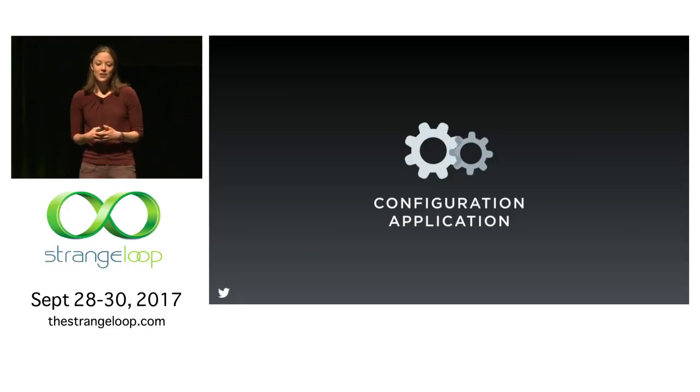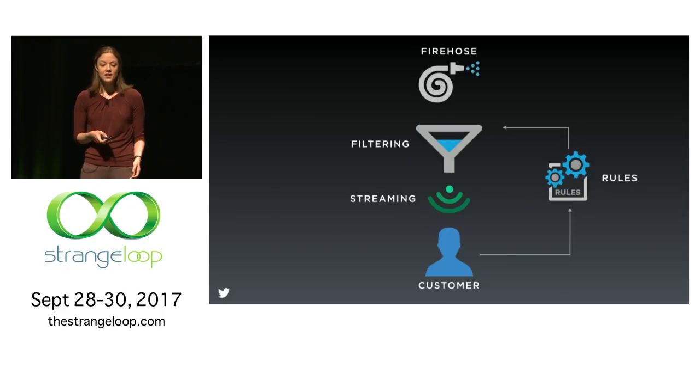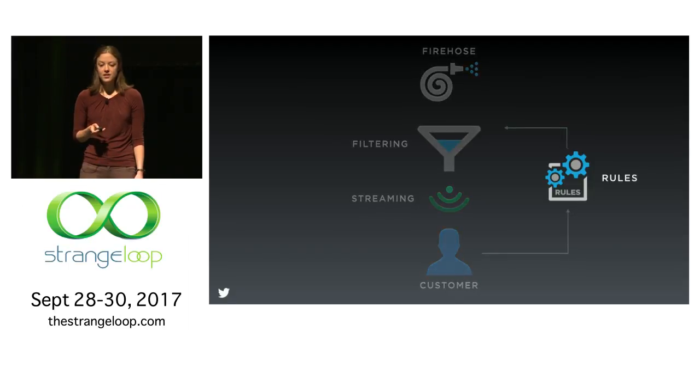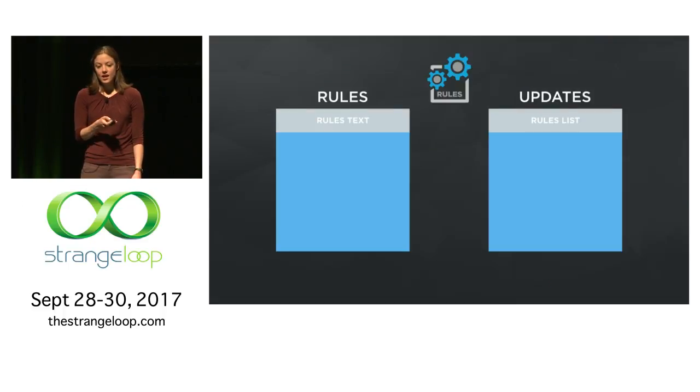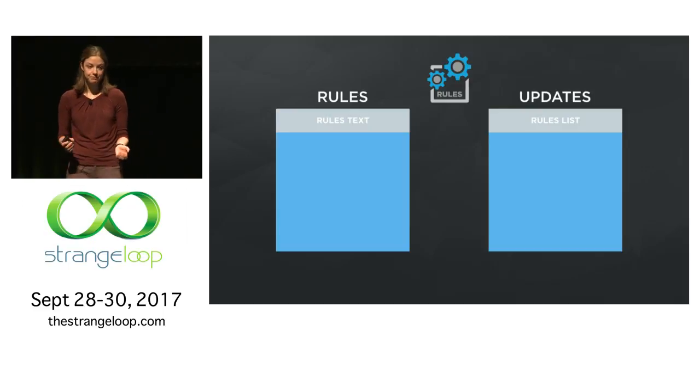Okay. So configuration application. This is how we apply customer configuration in real time. So as we talked about earlier, in addition to the flow of filtering customer data, they also have a REST API where they're able to update their rules in real time. And this is essentially a different product, but it's used for PowerTrack in order to be able to update their rules. And the way that we handle this on the back end is we have 2 different MySQL tables, one for rules and one for rule updates.